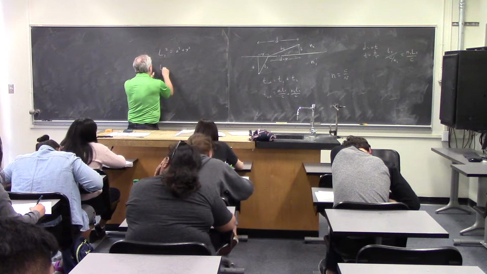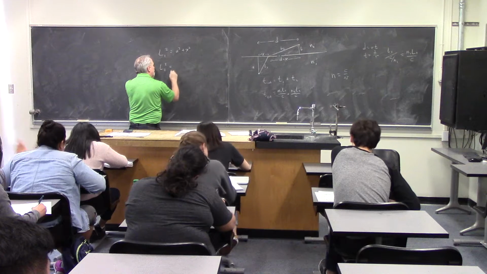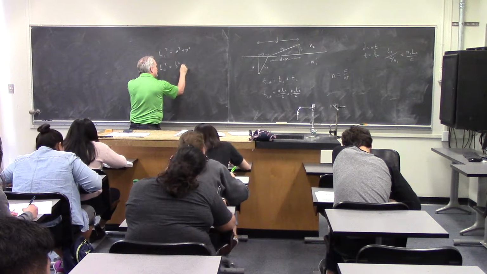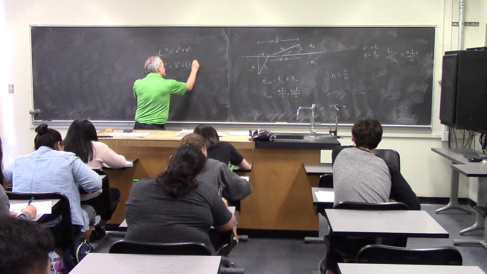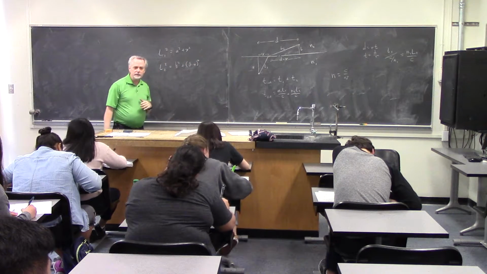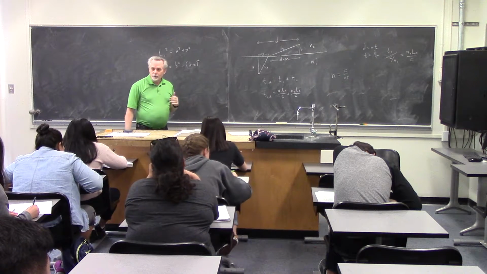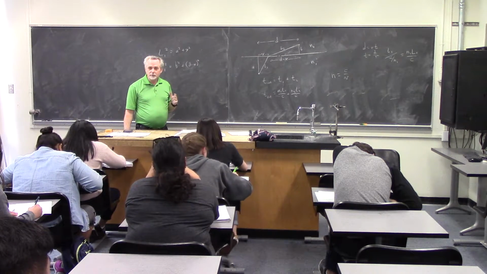Yeah. And I also have that L2 squared is equal to b squared plus (d minus x) squared. We good? Yeah. Everybody's good with that? Talk to me if you have a question.